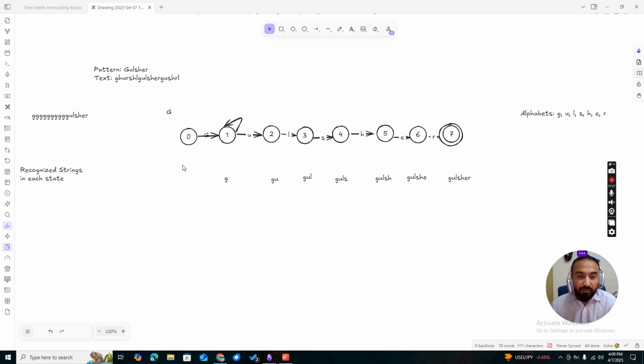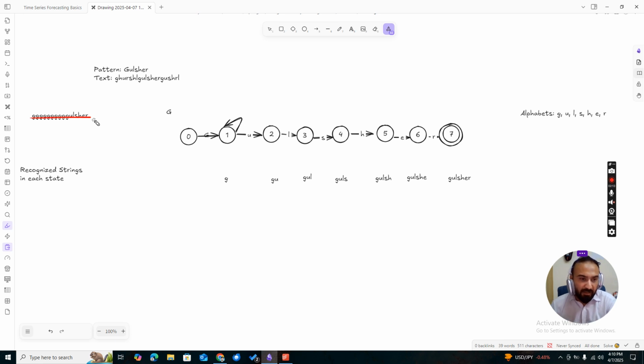In the next step, we need to design a finite automata for the correct pattern, Gulsher, the pattern in which we are interested. As we have identified the alphabets, we need to count them: 1, 2, 3, 4, 5, 6, 7. So we have 7 alphabets. I have designed 7 states for the 7 alphabets, and one state as an initial state, or the input state, where we will input our string. Then the finite automata will try to identify the pattern within that string.